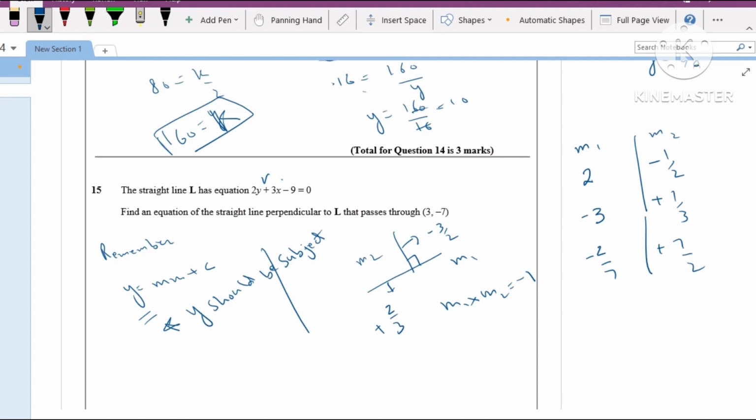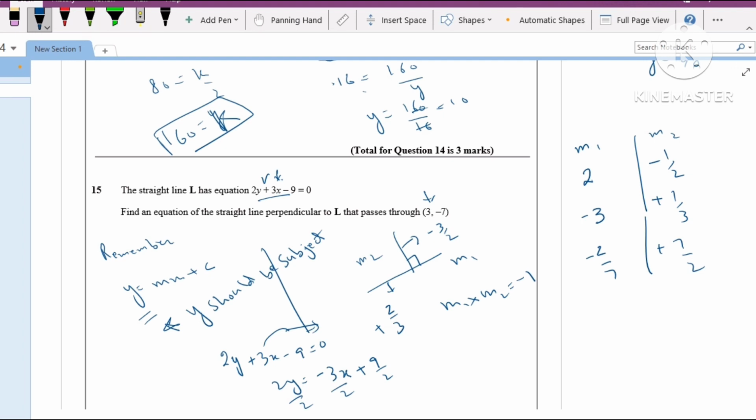The straight line L has this equation, and we have to find the equation of the line perpendicular to this one and passing through this point. So basically we will just rearrange this equation to make y the subject. 2y plus 3x minus 9 is equal to 0. So 2y is equal to, we change these two terms to the other side, changing the signs. Plus 3x becomes minus 3x, minus 9 becomes plus 9, divided by 2, divided by 2.